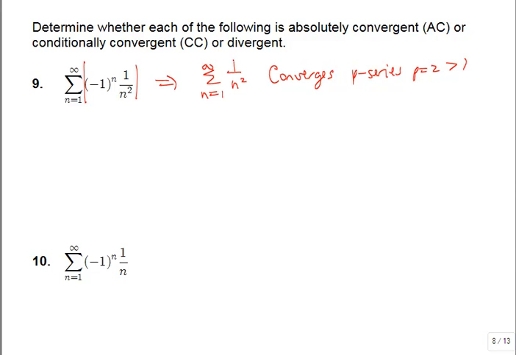So since in absolute value it converged, that means the alternating series will also converge, and we can say that this absolutely converges.